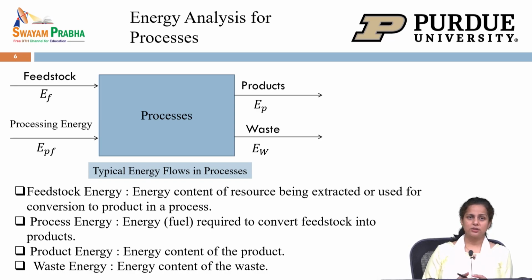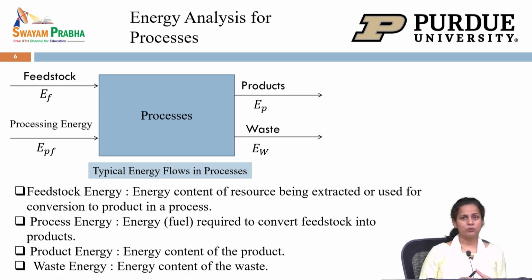Then we have the product energy, which is the energy content of the product, and you can see that some products may not have energy in them, and then we will go to the exergy analysis for that. But for now, we will focus on the products that have energy content in the product itself. And then we will have waste energy. It could be just that energy is being dissipated, or it could be some stream that has some energy content and it is not part of the product, but part of the waste. So, from the inputs and outputs you have 4 flows that we look at. One is the feedstock energy. Second, the processing energy for the process. Third, the product energy, and then last, the waste energy.